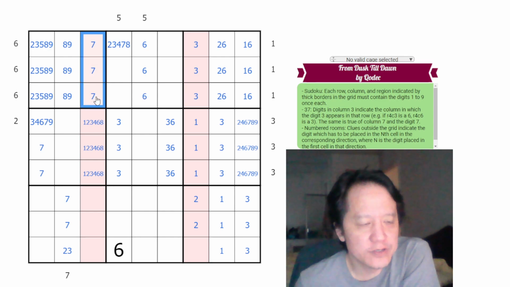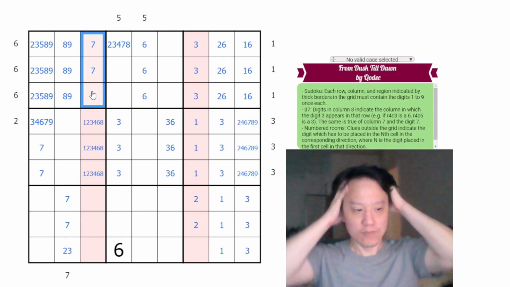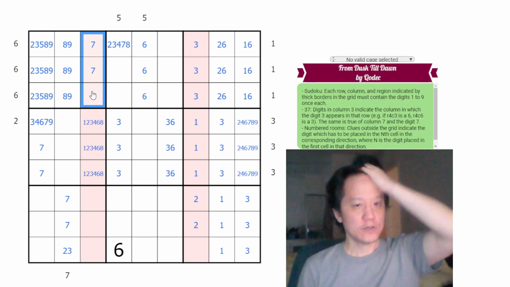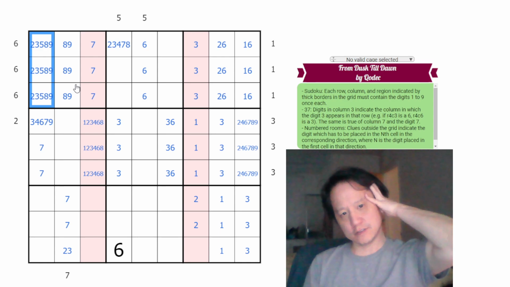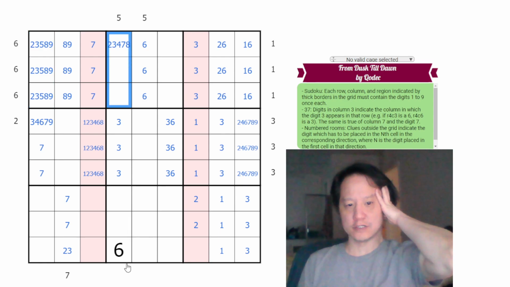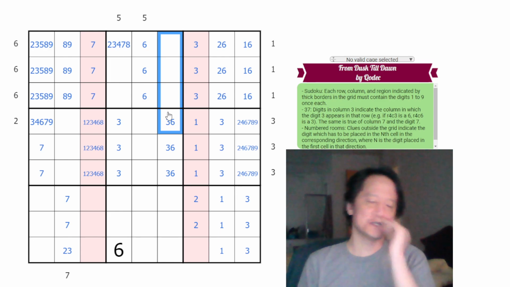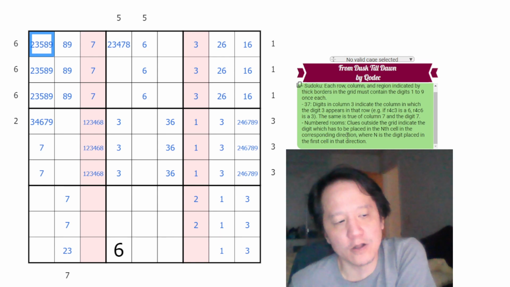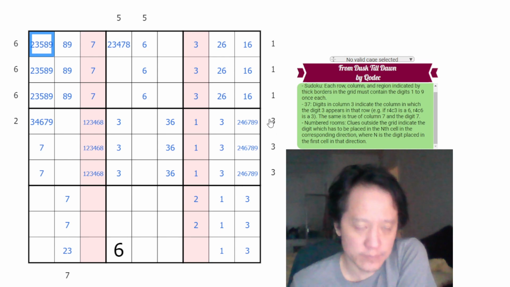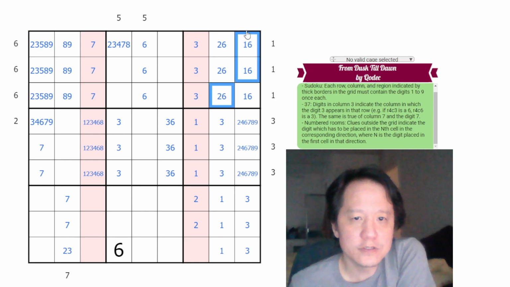This could be 1. This could be 2. This could be 3. This cannot be 5 because this has to be the 5. It cannot be 4 or 6. 4 because there's a 6 here, and 6 because it can't be the same number in the first column of the number rows clue. So 6 is one of these two. 2, 4, 6, and it could be any of these.